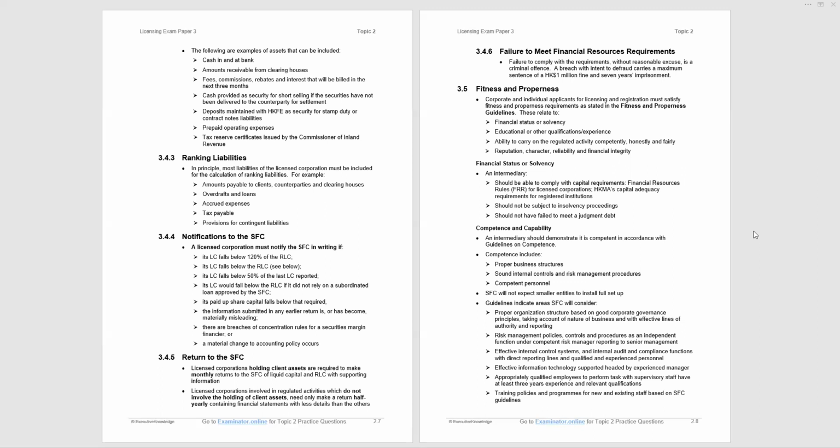Notifications to the SFC under 344. You must notify the SFC in writing in certain instances, and as you can see there, if the liquid capital falls below 120% of the required liquid capital, you must inform the SFC, but you can continue trading. However, if liquid capital falls below the required liquid capital, as we saw 3 million Hong Kong dollars, you must cease trading and inform the SFC immediately in writing. Now, the SFC may allow you to continue, but you still have to inform them before they make that decision.